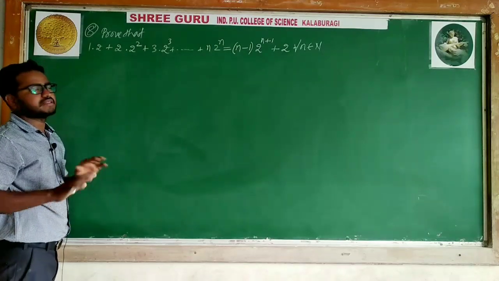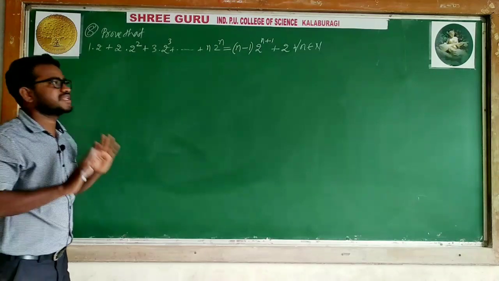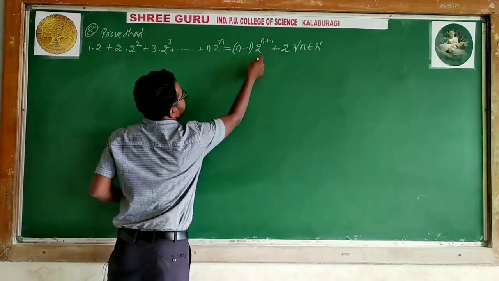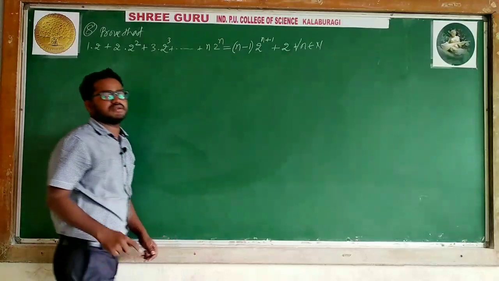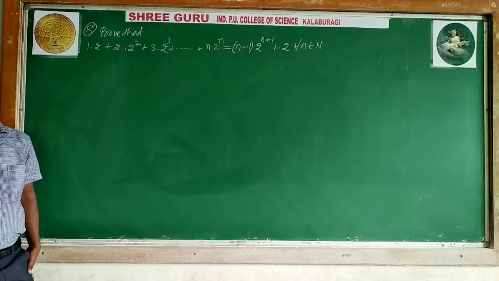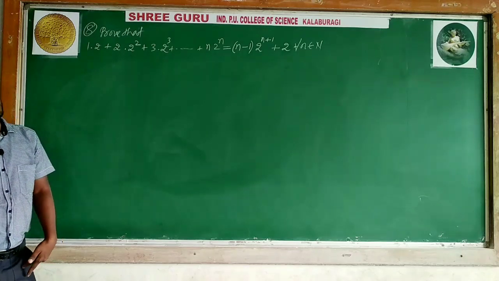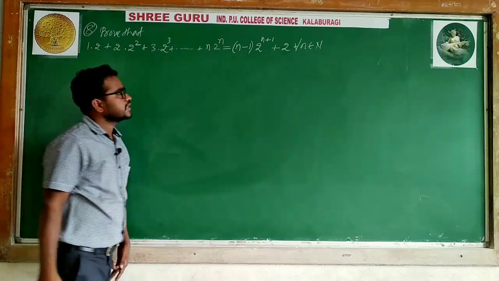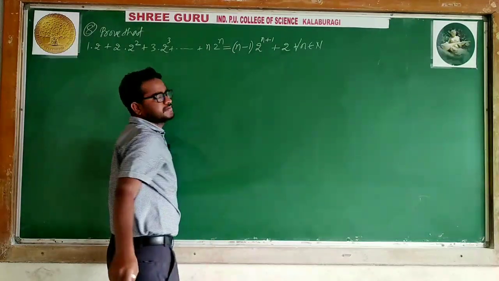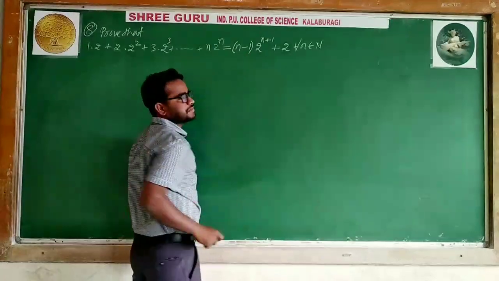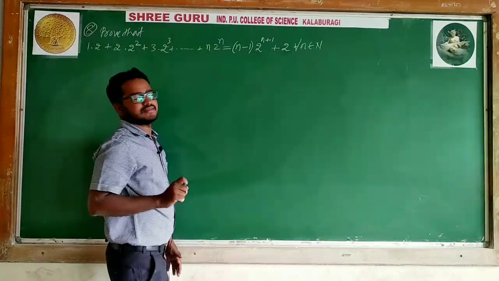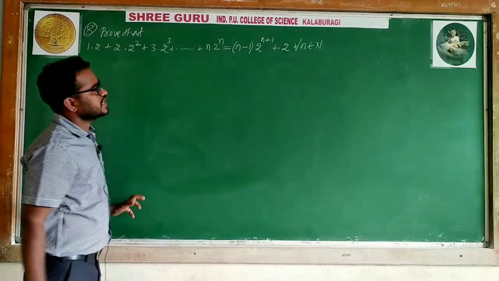Then the n is equal to k case is not difficult, that is very simple. Wherever n is there, you take k. So it is (k minus 1) times 2 to the power k plus 1, plus 2. In the case of n is equal to k plus 1, wherever n is there I need k plus 1. So n place, I need k plus 1 minus 1, and in the power, k plus 1 plus 1, plus 2.